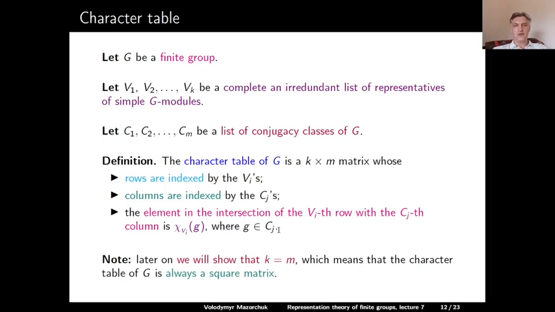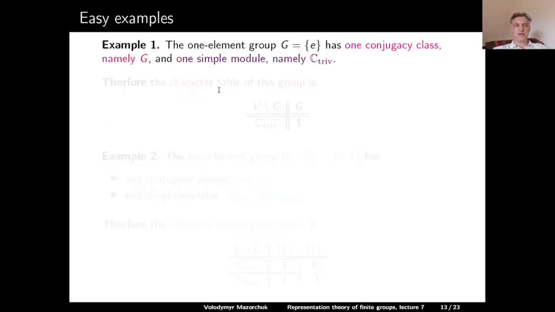Later on, we will show actually that k is equal to m. So the number of simple modules for G is equal to the number of conjugacy classes. But we don't know it right now, so for now it's just some matrix. Later on, we will see that this is actually a square matrix. And we will now do many examples where we will see that this is a square matrix. So here are some easy examples.